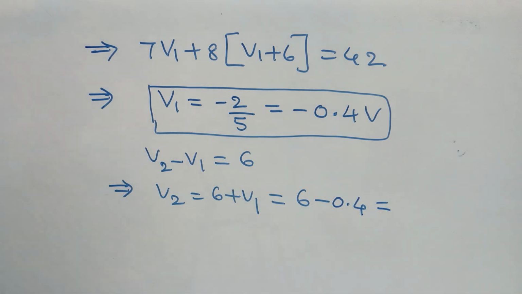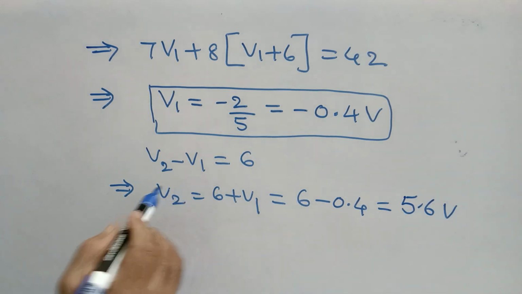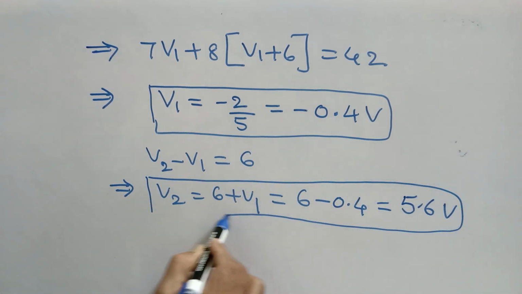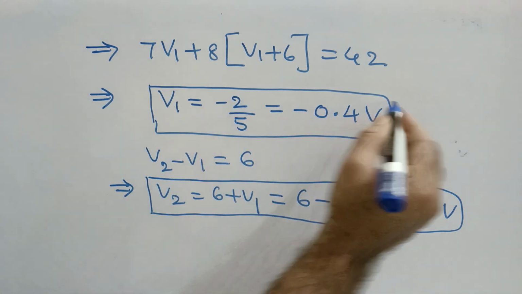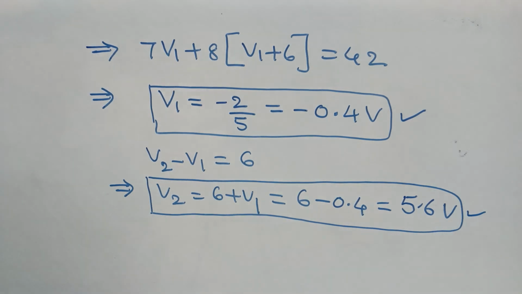6 minus 0.4. How much you will get? Actually, how much you will get? So your V2 must be 5.6 volts. So this is what your V2 value. So V1 is equal to minus 0.4 and V2 is equal to 5.6.